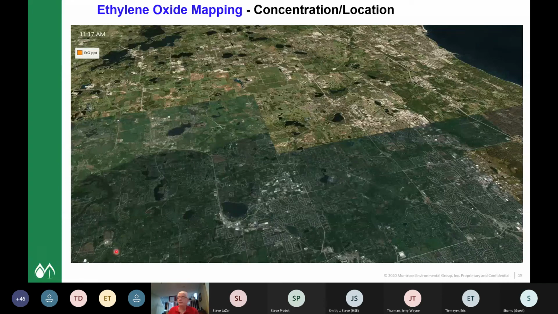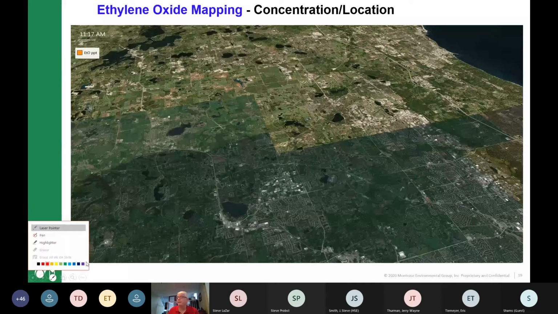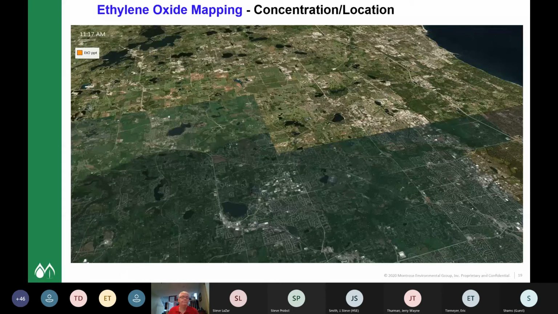But so this is what. I can't do that with the cursor. Shoot. Excuse me. I can't get the cursor to make this work. Oops. There we go.